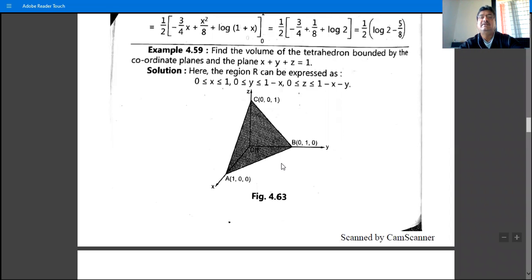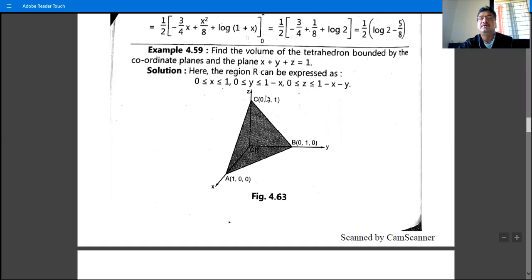Next problem is to find the volume of the tetrahedron bounded by the coordinate planes and the plane x plus y plus z is equal to 1. So this is the plane x plus y plus z is equal to 1, and we have this tetrahedron, and we have to find its volume.